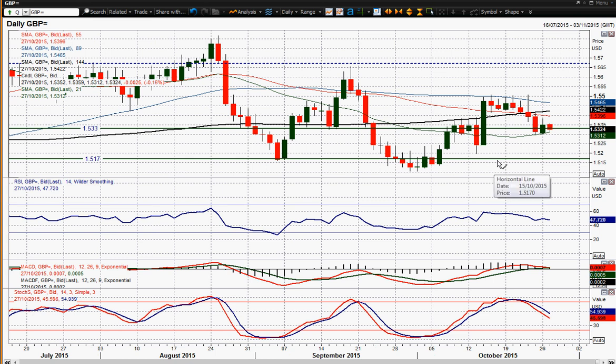But certainly at the moment, I'm not overly bearish. I've just got a slight bearish bias, and I would rather be short than long, but not massively bearish on cable.